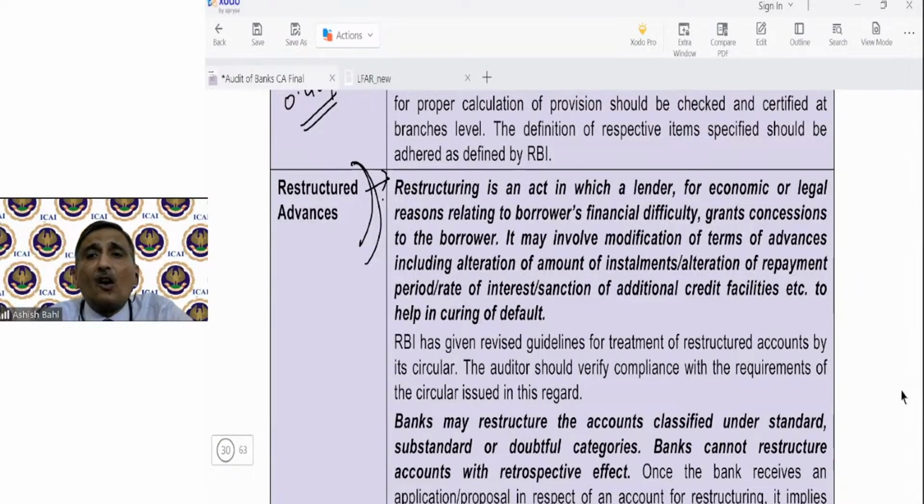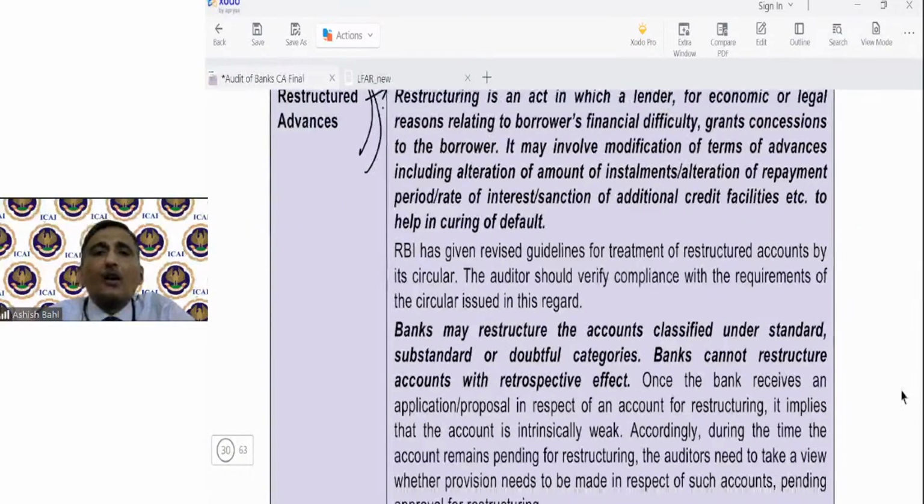Okay, or it may include reducing the rate of interest, granting some concession in the rate of interest, so that the borrower is able to service its obligation to the bank. Okay. So restructuring may be in respect of standard or NPA accounts. It is not necessary that when an account becomes NPA, it cannot be restructured.